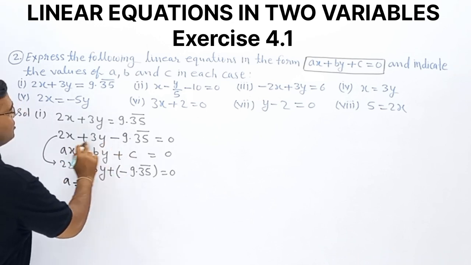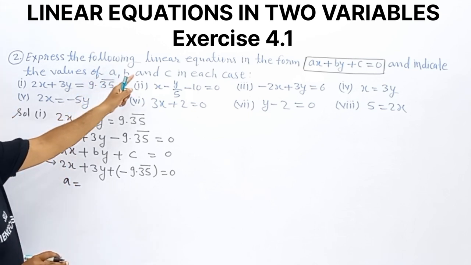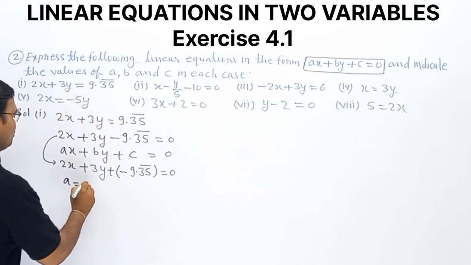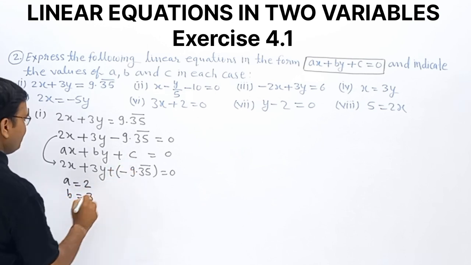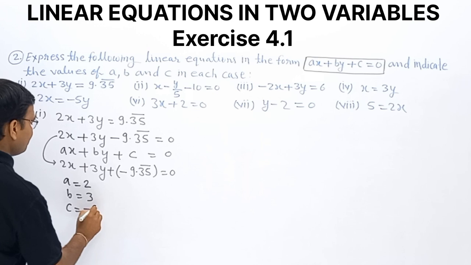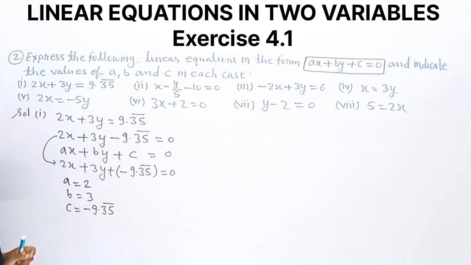We want the values of a, b, c. So a is 2, b is 3, and c is minus of 9.35 bar. These are the values of a, b, c, and the general form can be written in either of these ways. Both are correct. So this is the solution of this question.